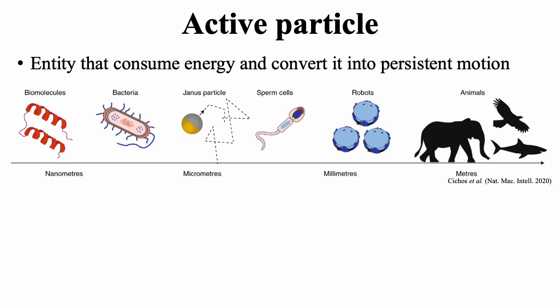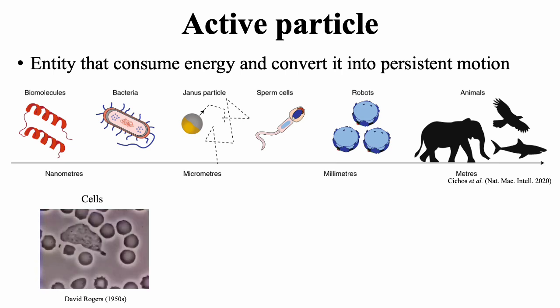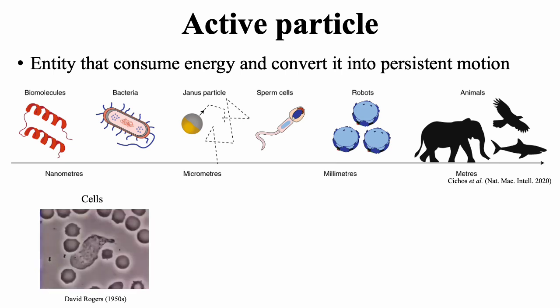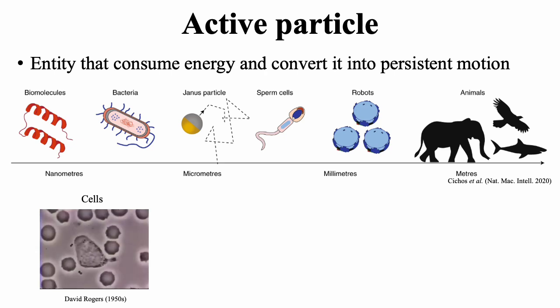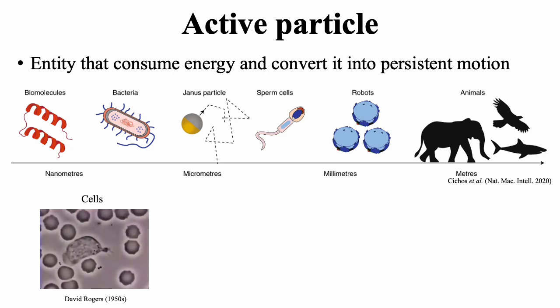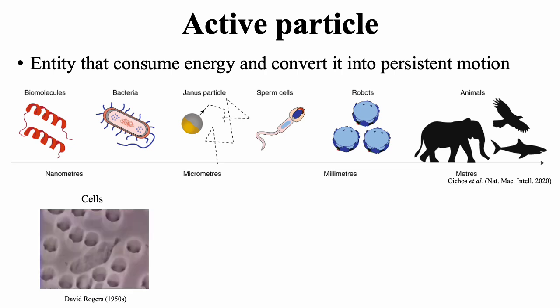Active particles come in all shapes and sizes, and they range from nanometer scale all the way to scales of tens and hundreds of meters. Right at the nanoscale, you have processes going on within the biological cell, such as molecular motors. You can model the cell itself as an active particle. For example, here you are seeing a type of white blood cell chasing a bacteria. The white blood cell consumes energy by taking up nutrients, and it's converting it into this crawling motion.